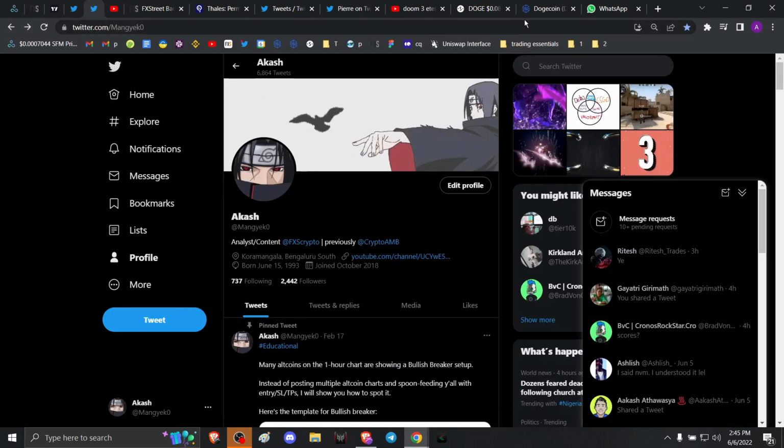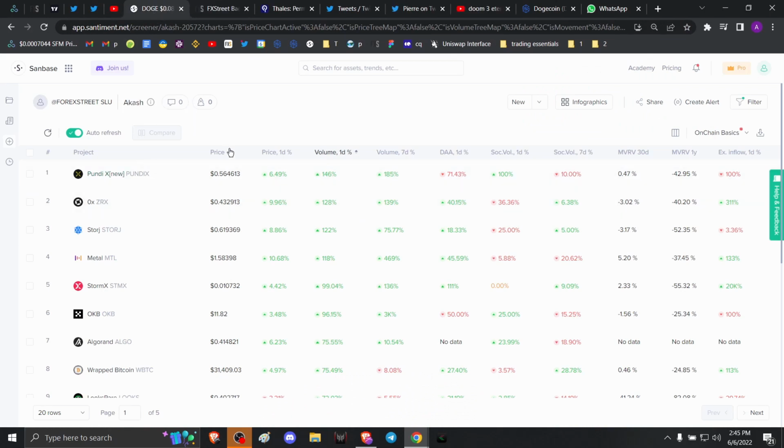So let's get into the screener. The screener, as usual, contains a couple of important metrics that help me scope out altcoins better. The first one is the volume percentage change over 1 day and over 1 week, and then we have the daily active addresses change over 1 day. For social volume, we have 1 day change and 1 week change, and then we have the MVRV 30 day and 1 year. We also have the exchange inflow, which helps us determine if there is a potential for a sell-off.